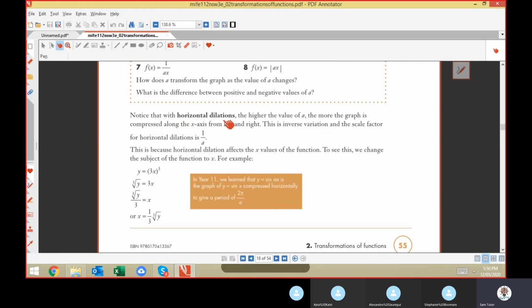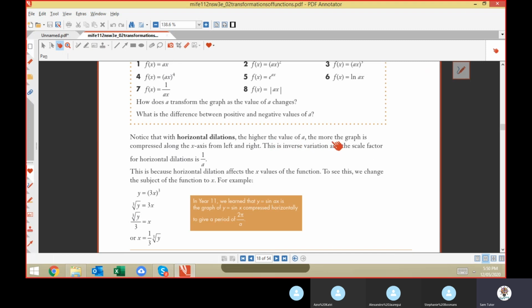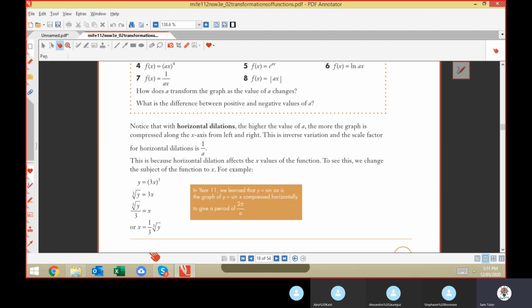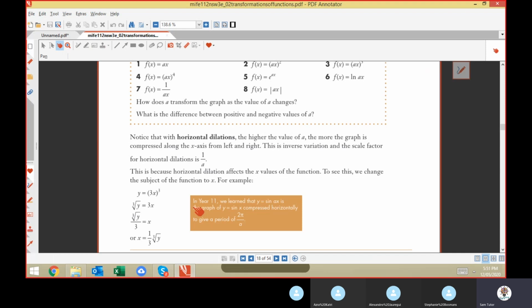So notice that with horizontal dilations, the higher the value of a, the more the graph is compressed along the x-axis from left to right. This is inverse variation, and the scale factor for horizontal dilations is actually 1 on a. This is because horizontal dilations affect the x values of the function. To see this, we can change the subject to x, for example. So if I again made x the subject, you can see that it's a third of cube root y. So when you're trying to draw your x's, your horizontal dilations are 1 on the scale factor of a.